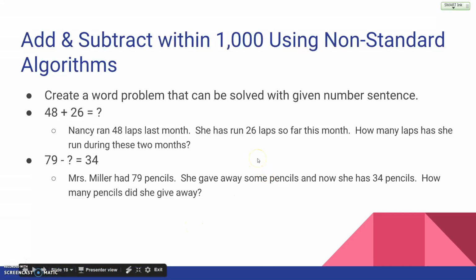We also ask students to create their own word problems that can be solved with a given number sentence. So we give them a number sentence, for instance, 48 plus 26 equals something, and then they need to come up with a word problem that would be solved by this number sentence. And being able to do that demonstrates a lot of understanding of the structure of word problems. If you can create a word problem that matches this number sentence, then you have a lot of understanding. Here's another number sentence and a word problem that they could create that would be solved by that number sentence.